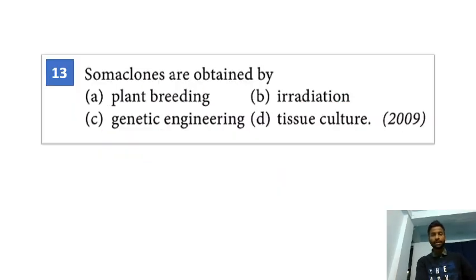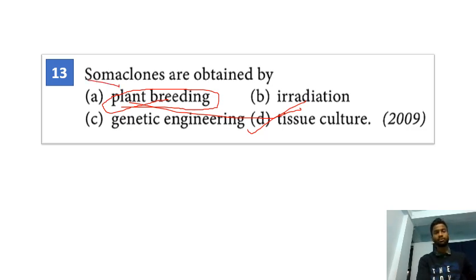Soma clones are obtained by plant breeding? No, this is hybridization. No, not through plant breeding. Irradiation, genetic engineering, tissue culture. The answer is tissue culture. Through tissue culture we gain soma clones.